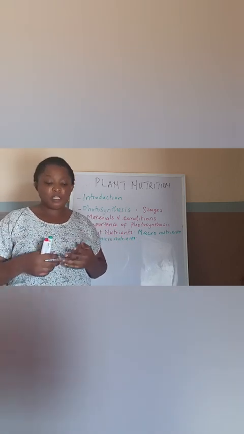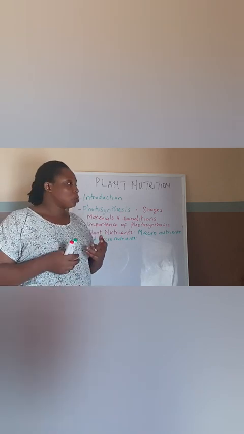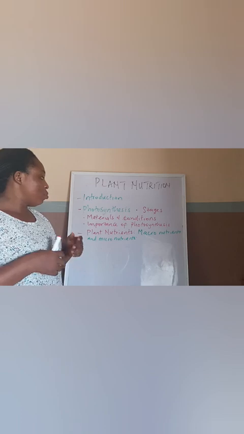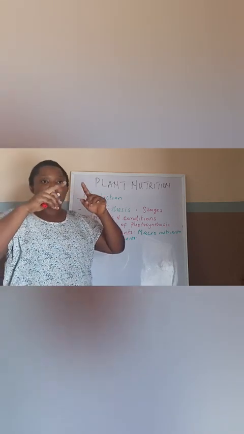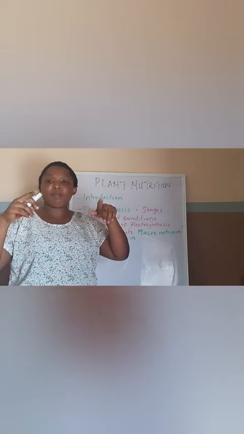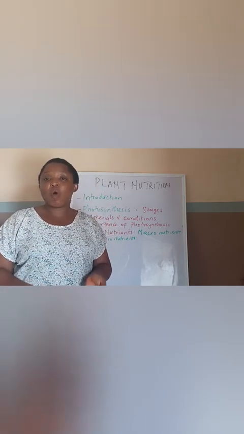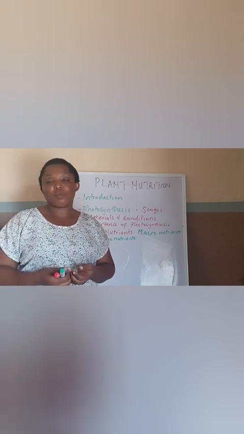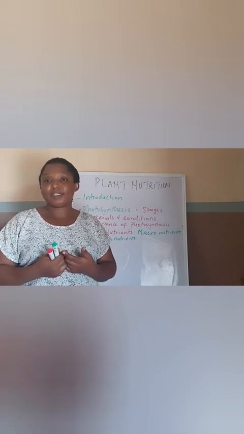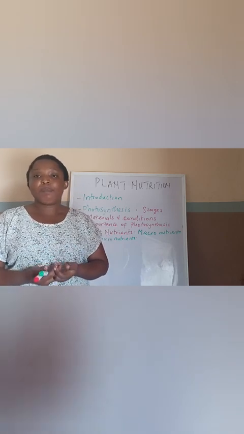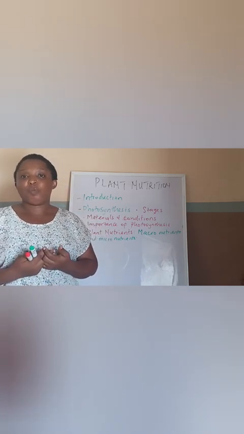So deficiency of potassium will lead to stunted growth, and there will be a brown margin on the leaves. Brown margins will be on the leaves, and even poor growth of the plants. So this shows that the plant is deficient of potassium.